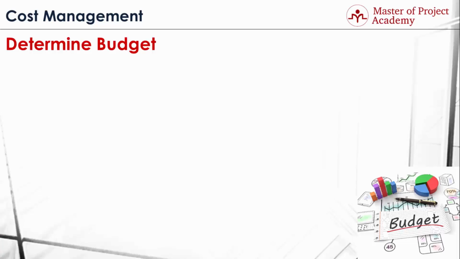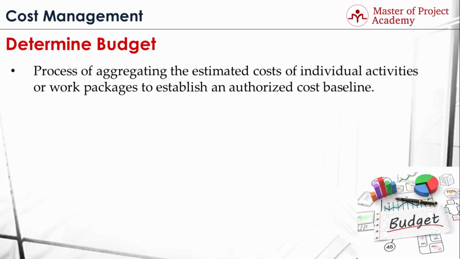Determine budget process. The third process of the cost management knowledge area is determine budget process. Determine budget process is the process of aggregating the estimated costs of individual activities or work packages to establish an authorized cost baseline. During estimate costs process, cost estimations of project activities and work packages are determined. With these estimates, overall project cost is found by rolling up the costs of project activities and work packages to control accounts, and this is done during determine budget process.